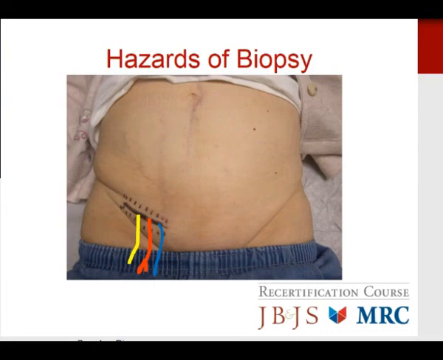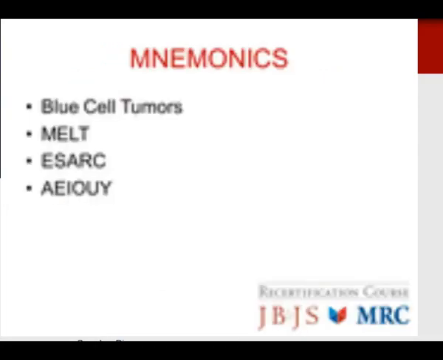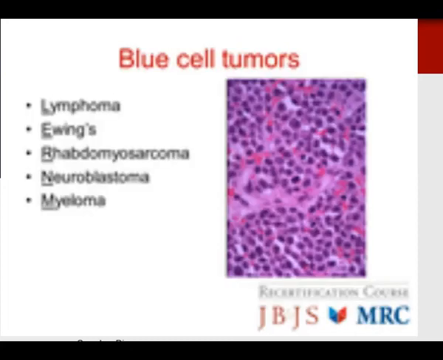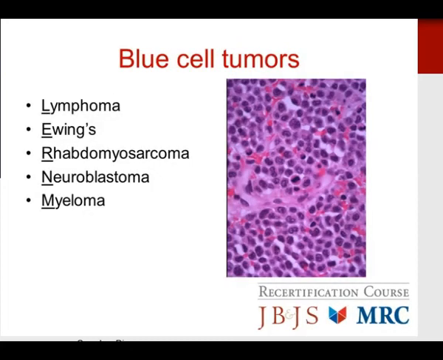I want to share with you some mnemonics to maybe help you remember also on the exam. There are 4 big mnemonics I like to remember. I've already shared with you A, E, I, O, U, and sometimes Y. The other ones are your blue cell tumors, MELT, and ESARC. Your blue cell tumors, learn them, L-E-R-N-M. Lymphoma, Ewing sarcoma, rhabdomyosarcoma, neuroblastoma, myeloma.